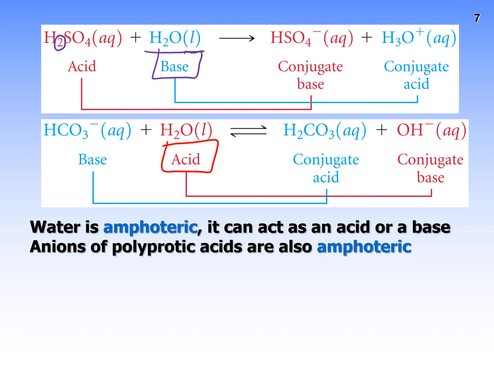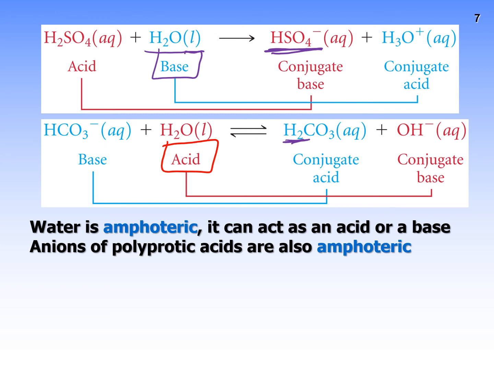This acid, sulfuric acid, is diprotic because it has two hydrogens attached to it. If we look at phosphoric acid, H3PO4, it would be triprotic or polyprotic. Polyprotic just means more than one, many hydrogens attached. And the anions of a polyprotic acid, i.e. this guy here, HSO4 minus, or HCO3 minus, again, the conjugate of H2CO3, these anions are definitely amphoteric.